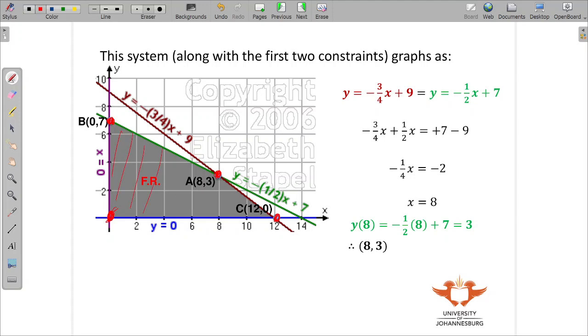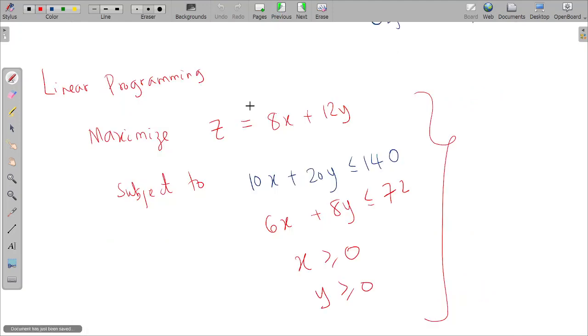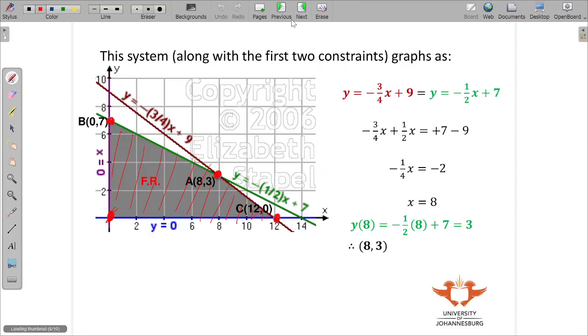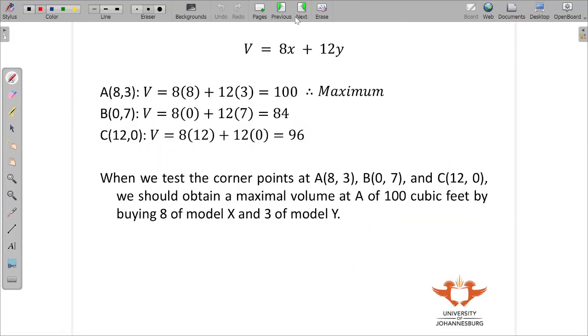So all these ones are our feasible region. So we have a point A here, which is the intersection of these two lines. We have point C there, we have point B here. So we are going to put each of these points into our objective function. Don't forget our objective function is this one. We are going to put each of them into our objective function and see which one gives the maximum. Again, we are maximizing.